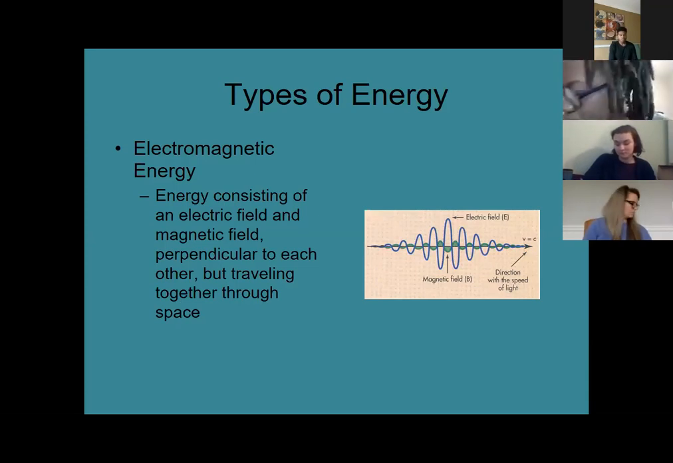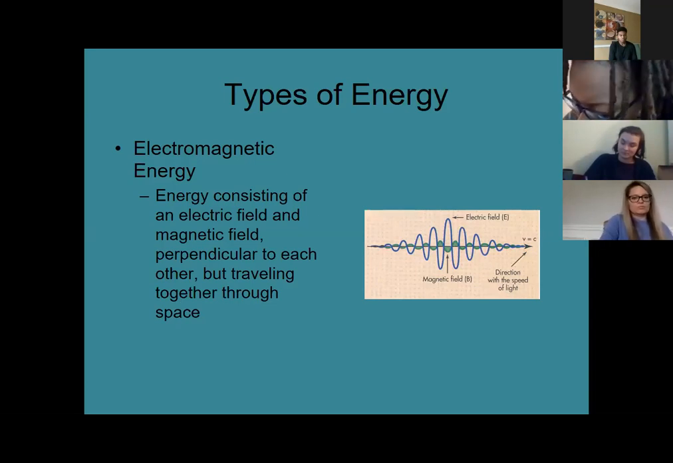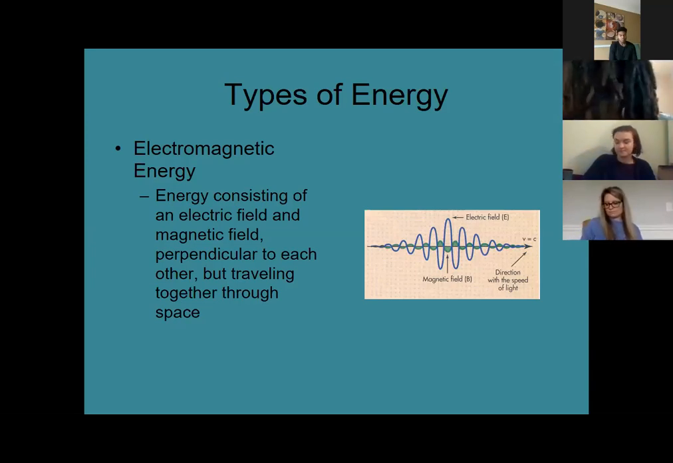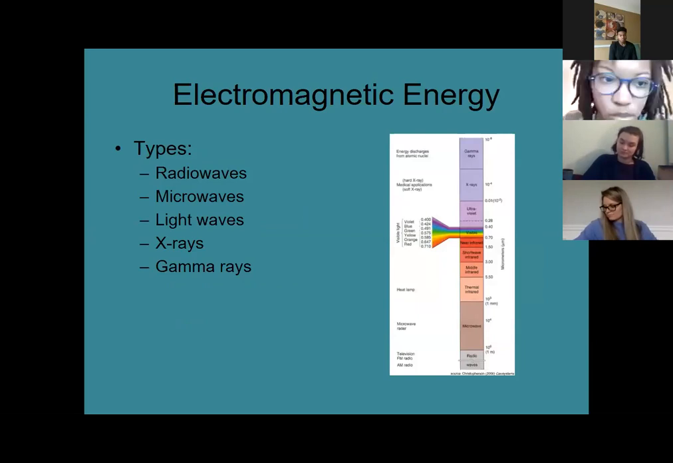They all consist of two different fields, an electric field and a magnetic field that are perpendicular to each other, but they move through space together. And remember, the general definition of radiation is moving energy from one point to another. So electromagnetic energy can also be referred to as electromagnetic radiation. As I mentioned, there's lots of types.